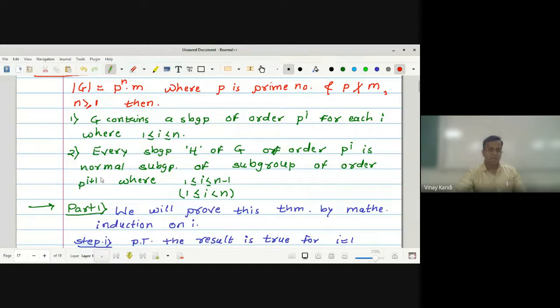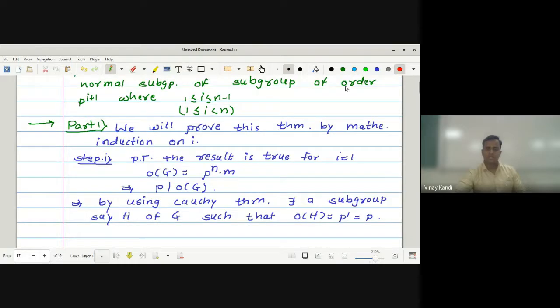Now in the second part, we have to prove every subgroup H of G of order P raised to I is a normal subgroup of a subgroup of order P raised to I plus 1, where I running from 1 to n minus 1. Okay, look at this. Now part 2.